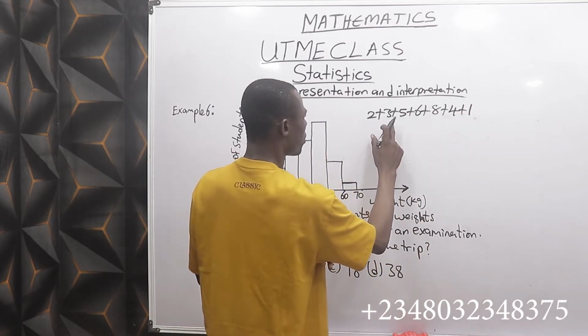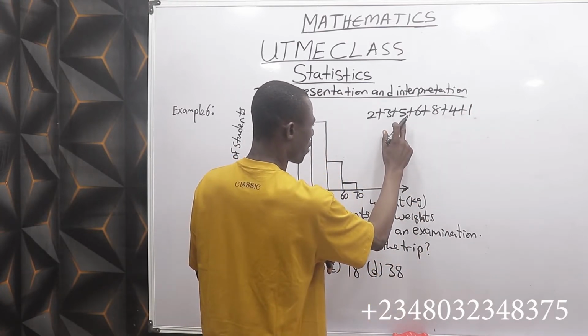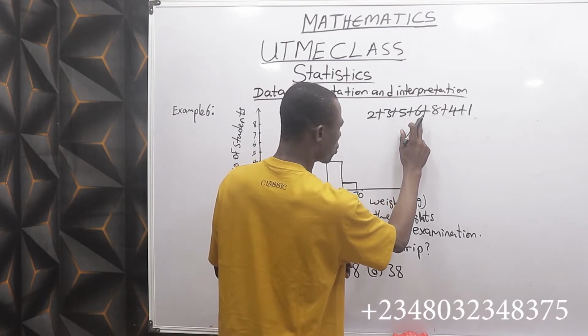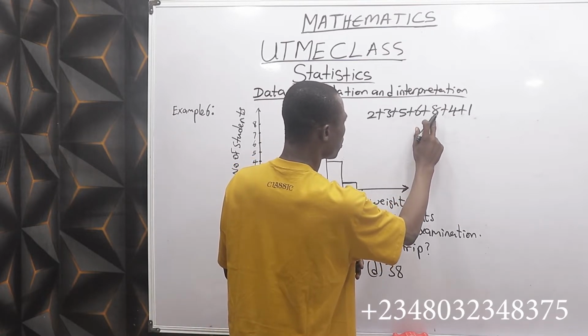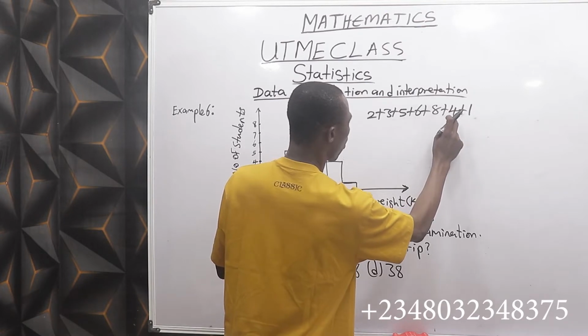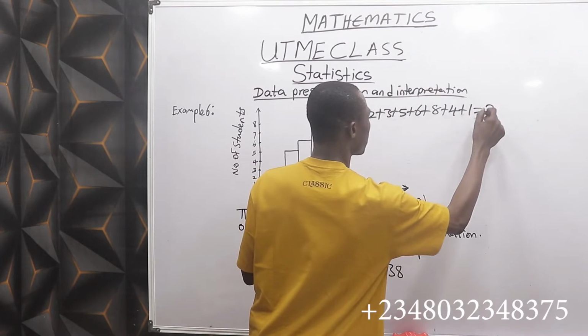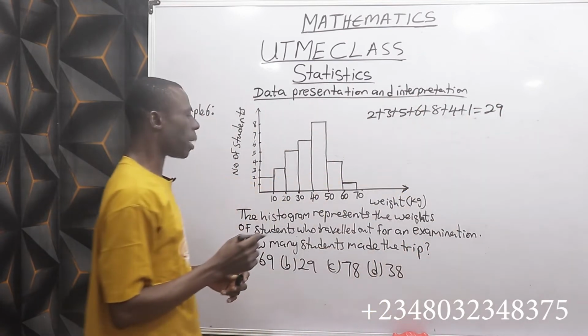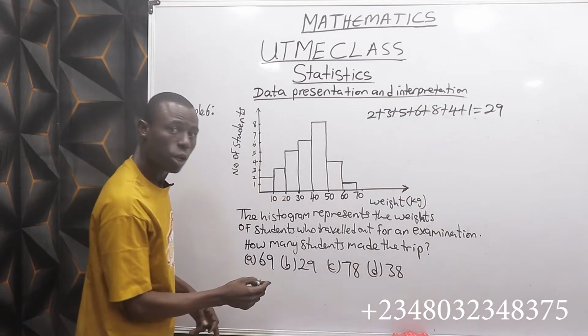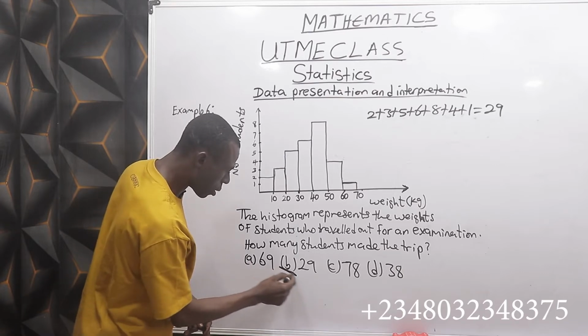2 plus 3, 5 plus 5, 10 plus 6, that's 16. 16 plus 4, 20 plus 8, 28 plus 1, that's 29. That's the total number of students that made the trip, and that tallies with option B.